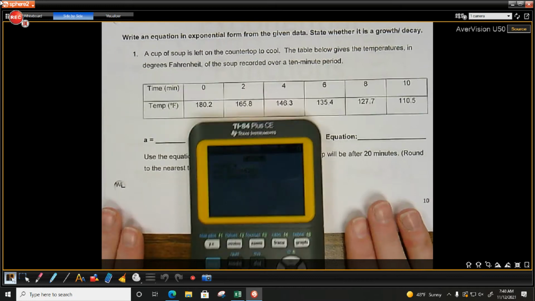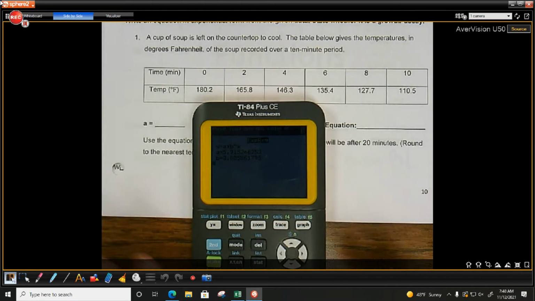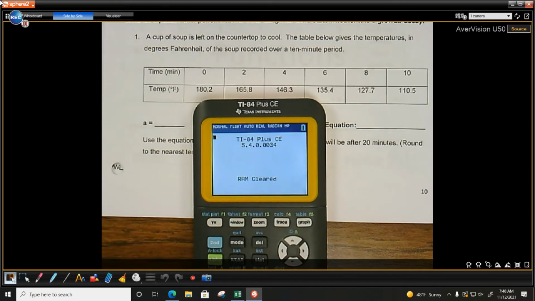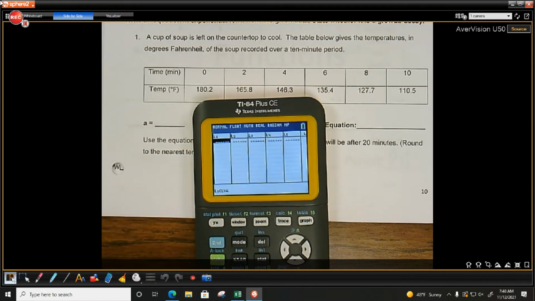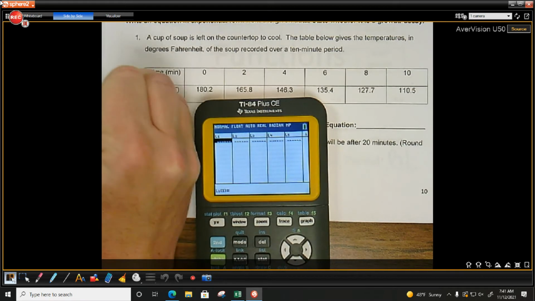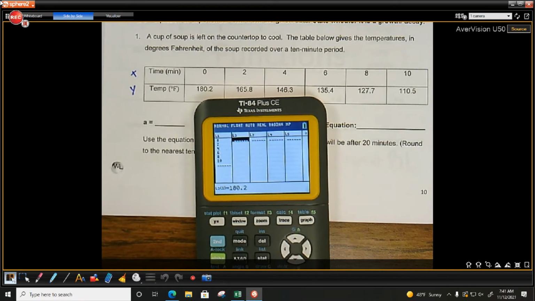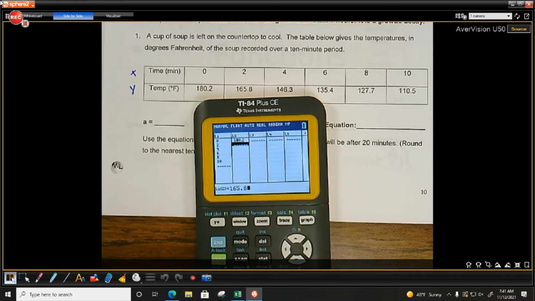We want to clear it. How do we clear it? Second plus 7, 1, 2. Great job. We're going to follow our calculator steps. Hit stat, and edit is highlighted, so hit enter. Put your time as X, temp as Y. So put your X values in list 1. Then put your Y values in list 2.